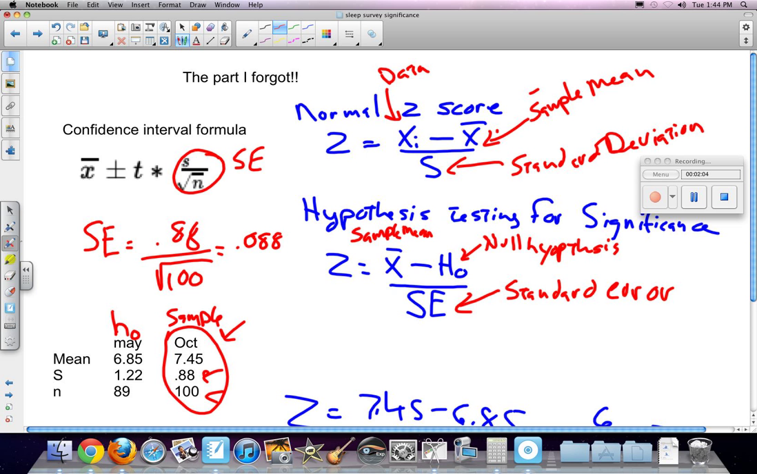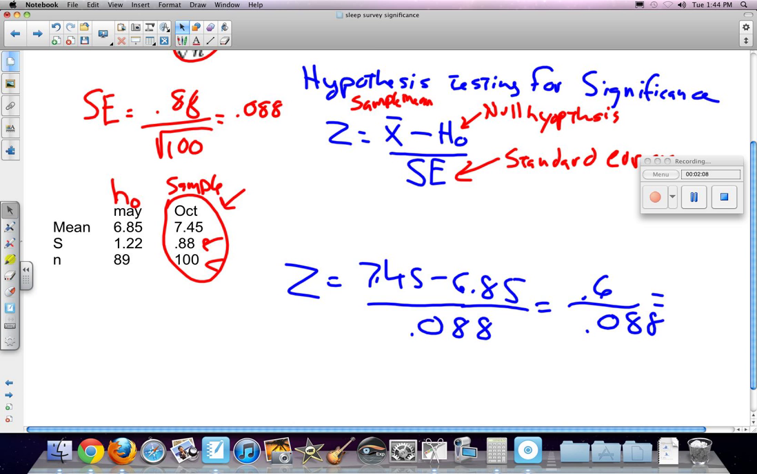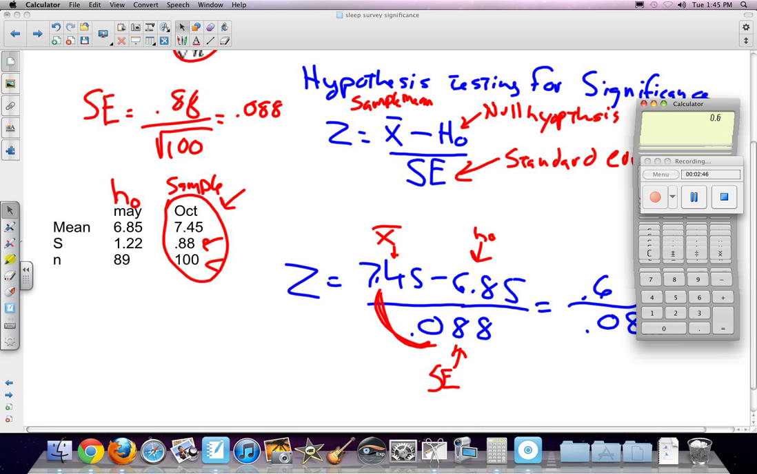Okay. So then when I find my z-score, I'll just kind of move down a little bit. When I find my z-score, here we go. So here's my null hypothesis, or H naught. Here's my sample mean, right here, 7.45. And here's my standard deviation, which matches up with this data set, with this mean. So those two go together, okay? Or this is my standard error for this data set, okay? And then when I do all that out, this top part ends up being 0.6 over 0.088.